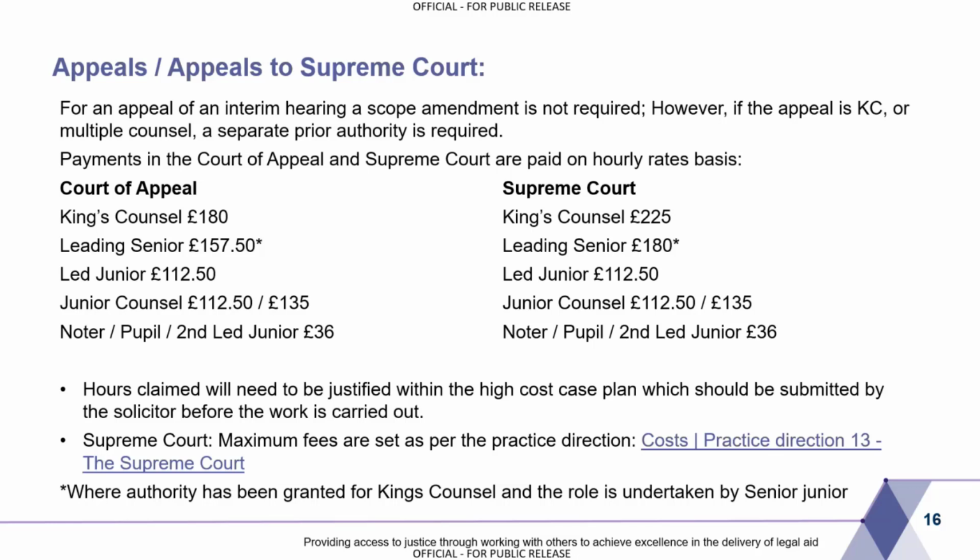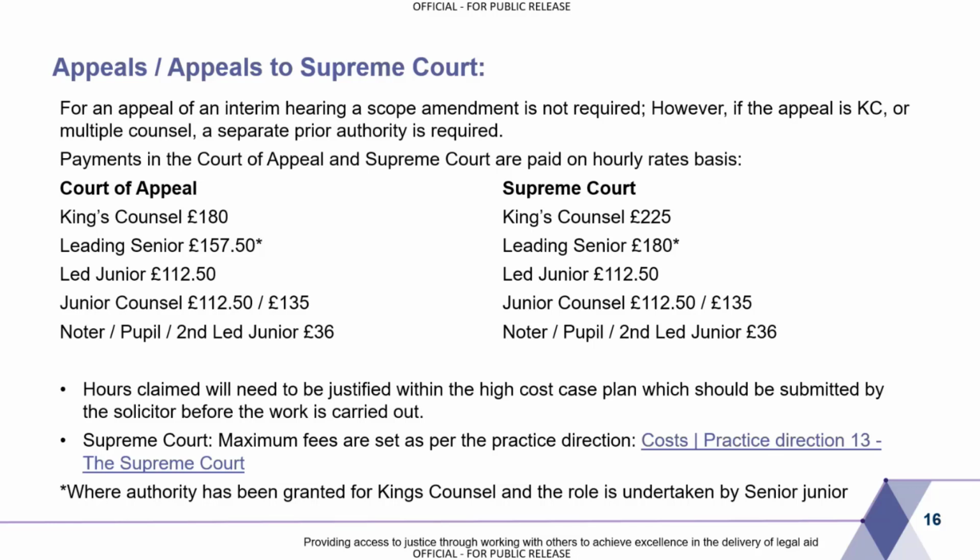In the Supreme Court, the rate for King's Counsel is £225. A leading senior is £180 an hour, but as mentioned with the Court of Appeal, this is only claimable where authority has been granted for King's Counsel. A lead junior is £112.50, and junior counsel acting on their own will be based on the year of call, £112.50 or £135 an hour, and a note taker would be claimed at £36 an hour. When counsel fees are being claimed at hourly rates, it is really important that you provide justification for the costs that you're claiming.